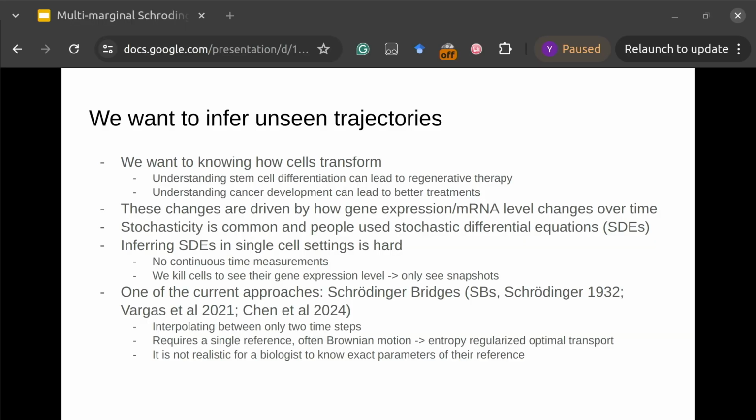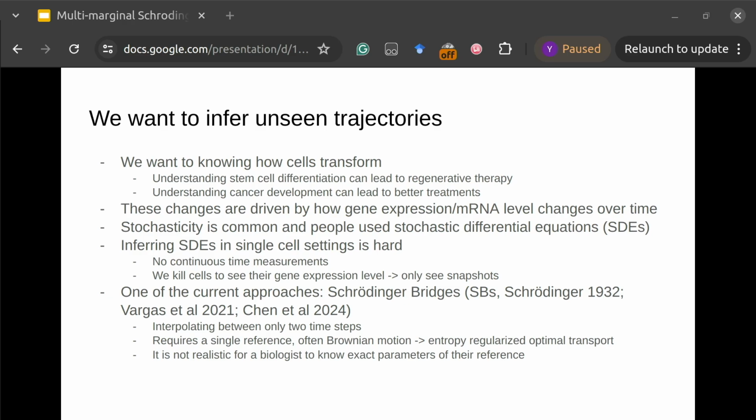So how do we deal with it? It's definitely not a new problem, and people have thought about it for a while. At least one of the current solutions is the so-called Schrödinger bridge. It's an optimal transport solution, not the optimal transport. It's a dynamic optimal transport regularized by entropy. So it's an entropy regularized dynamic transport problem, and however, there are some problems with it.